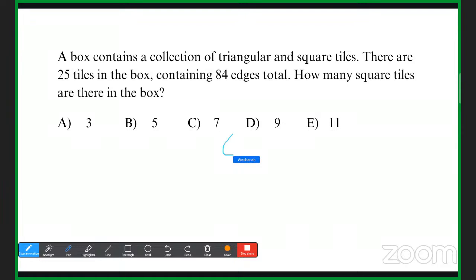Okay, good. Aradhan, please don't do like that. Please erase it. Okay, for other students, we will discuss the answer.